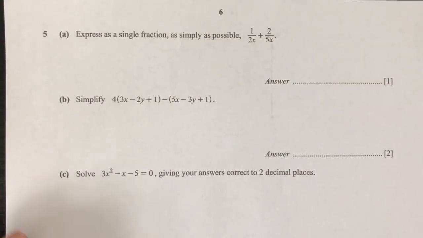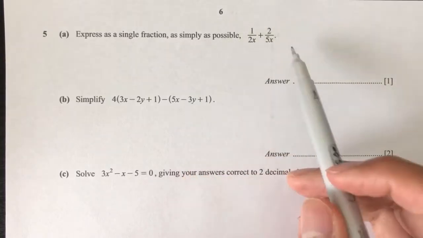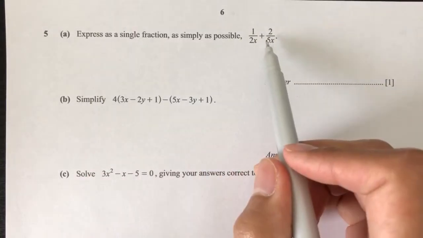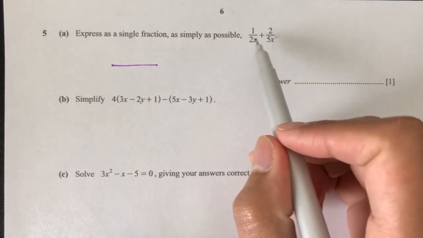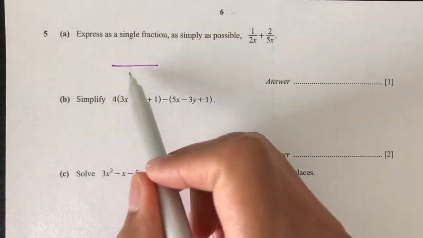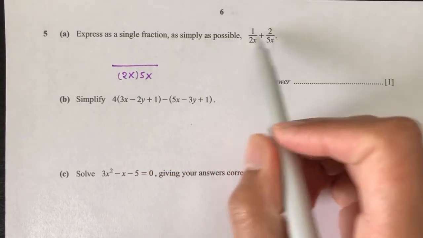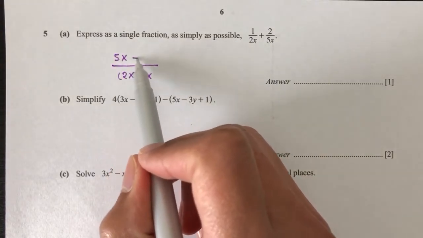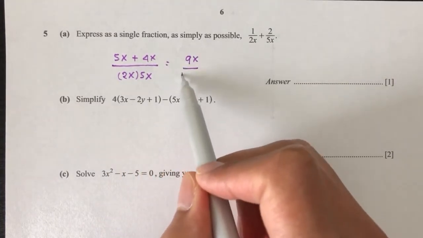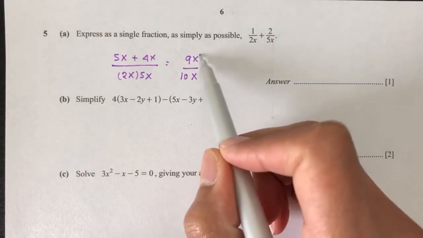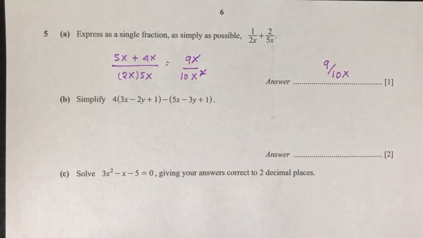Moving on to question number 5, part A. Express as a single fraction as simply as possible. So the first thing you observe is that the bases are different. You have to find the LCM. So what we can do is we can just take this, multiply this. So 2x multiplied by 5x, and then cross multiply, we will have 5x plus 4x. That will be 9x divided by 10x squared. Answer will be 9 over 10x.